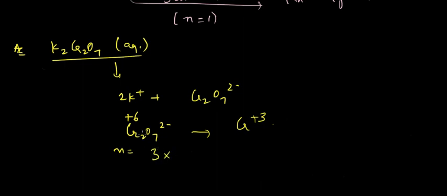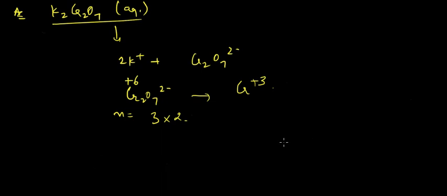and how many atoms of Cr were present? So there were 2. So total moles of electrons accepted by 1 mole of Cr2O7 2 minus would be 6. Okay, so the n factor would be 3 into 2.